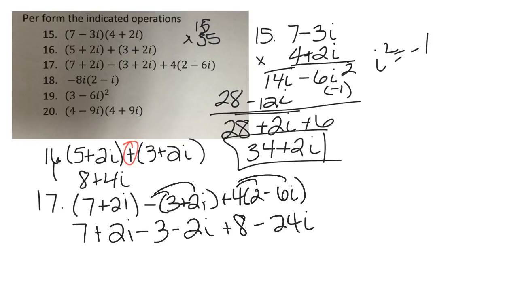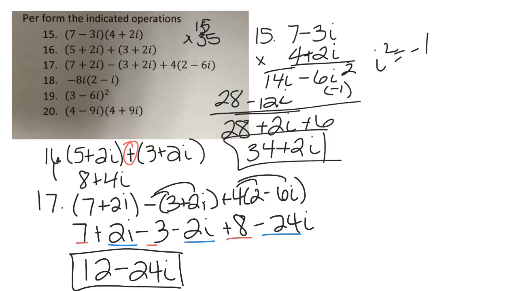Now I'm going to add up all my real numbers. And I get 7 minus 3 is 4, plus 8 is 12. And I'll add up my imaginary numbers. 2i minus 2i is 0. Minus 24i is minus 24i. So my final answer is 12 minus 24i.